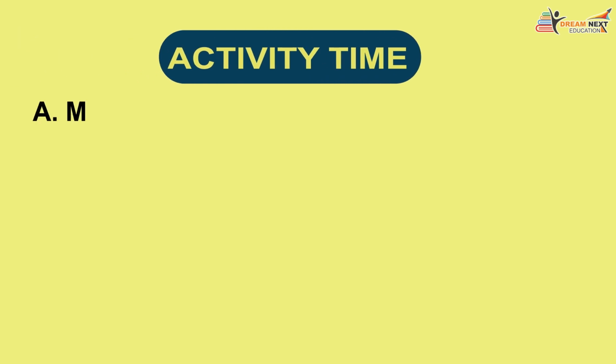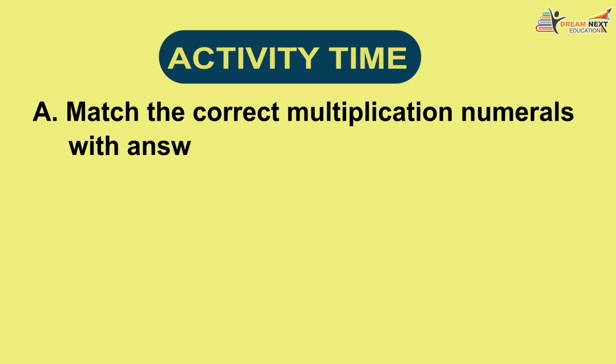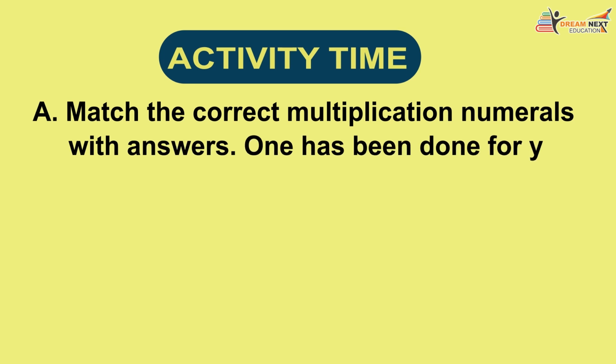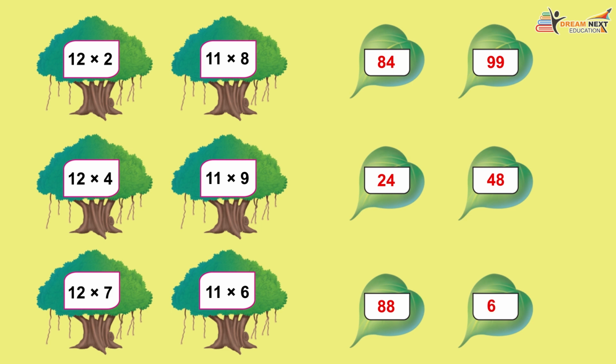Activity time. A. Match the correct multiplication numerals with answers. One has been done for you. 12 into 2, 11 into 8, 84, 99. 12 into 4, 11 into 9, 24, 48. 12 into 7, 11 into 6, 88, 66.